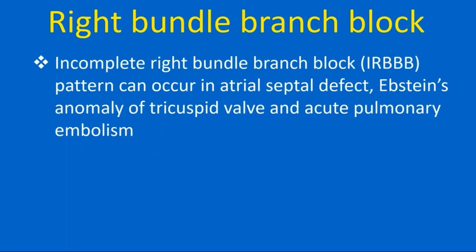Incomplete right bundle branch block pattern can occur in atrial septal defect, Ebstein's anomaly of the tricuspid valve, and acute pulmonary embolism.